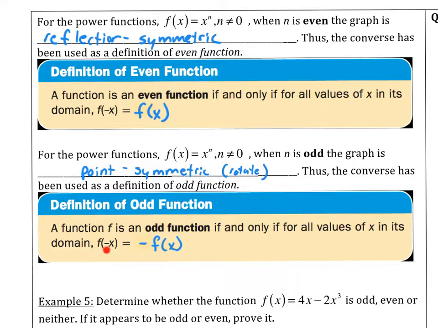If you take the opposite of x, that means you're taking the opposite of your output. That is the opposite of f of x. So in the first case, it's kind of like taking the absolute value of the x. Down here, it's like taking the opposite of the output. Opposite of the input gives you the opposite of the output.